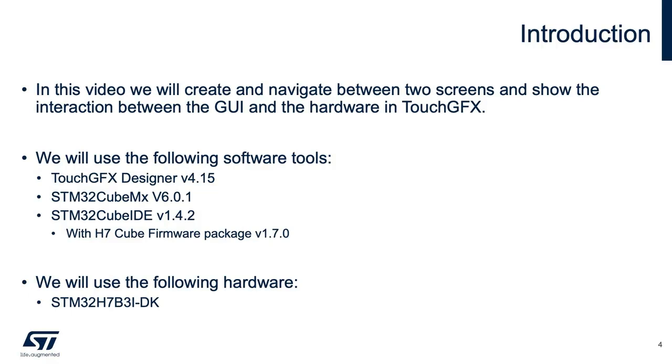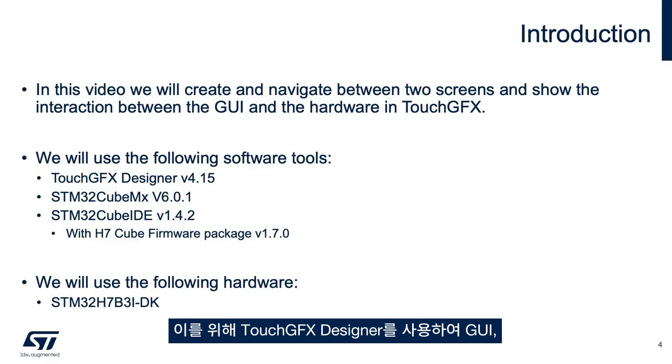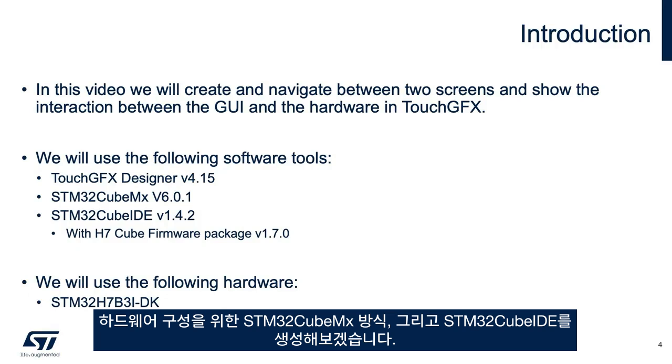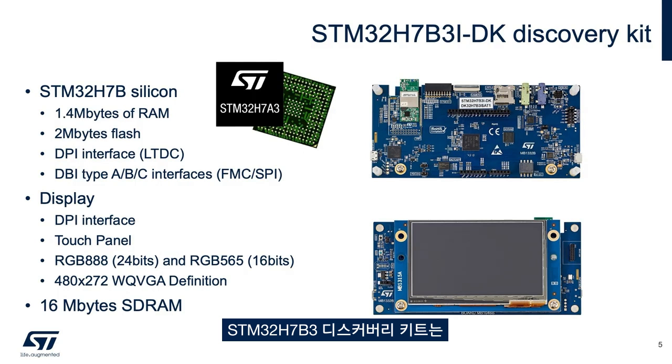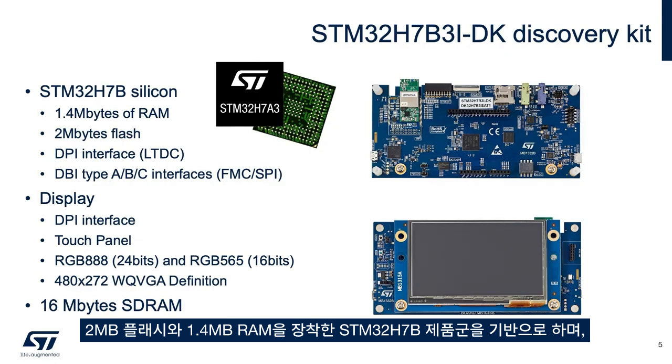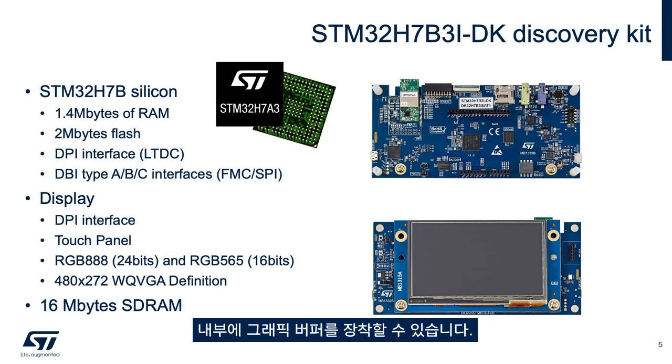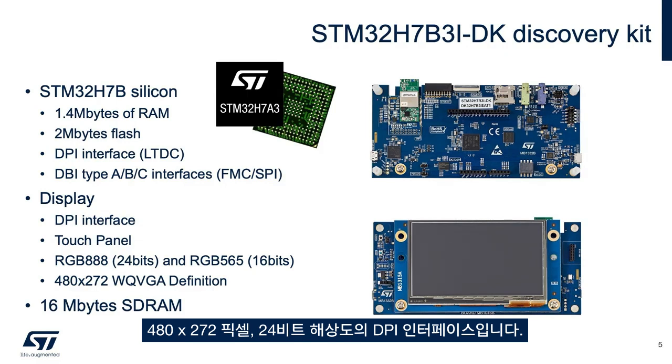in TouchGFX. For this, we'll use TouchGFX Designer to create the GUI, STM32CubeMX for the hardware configuration, and STM32CubeIDE. The hardware used is the STM32H7B3 Discovery Kit. The STM32H7B3 Discovery Kit is based on the STM32H7B family with 2 MB of flash and 1.4 MB of RAM, capable of fitting the graphics buffer within it. The LTDC peripheral is a DPI interface. The display is 480 by 272 pixels, 24 bits, with a capacitive touch panel.